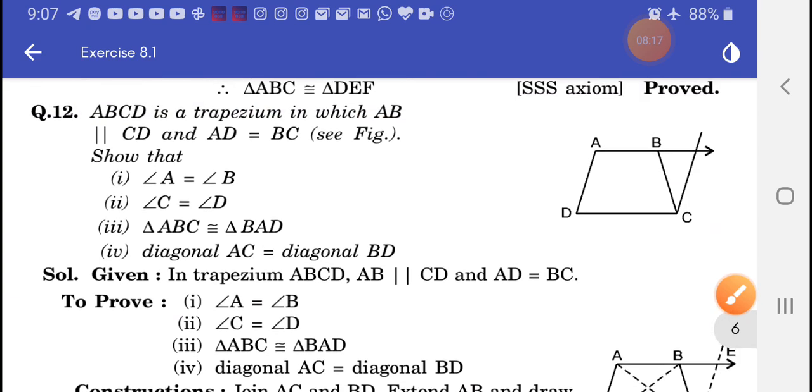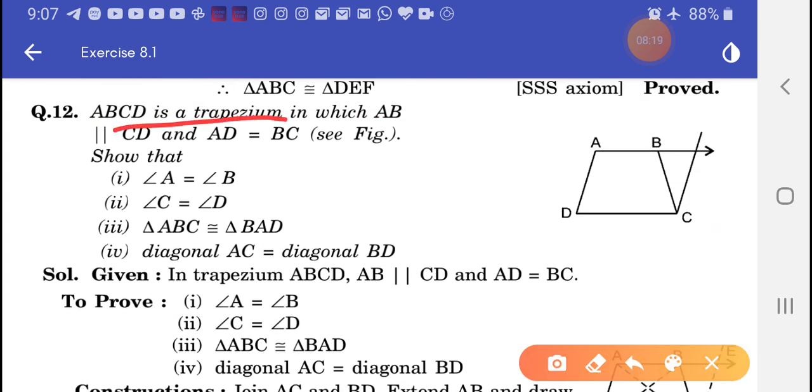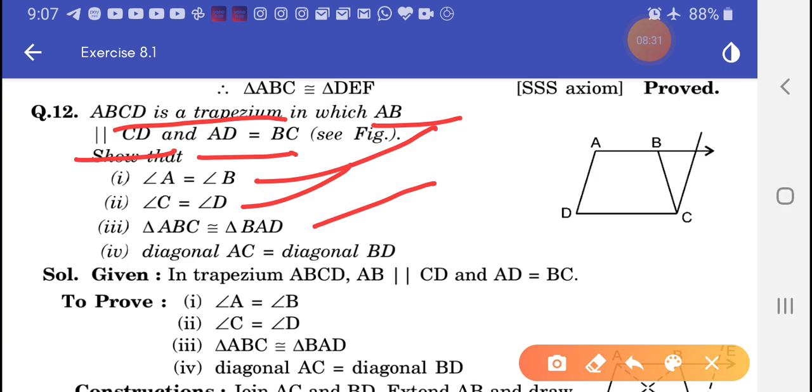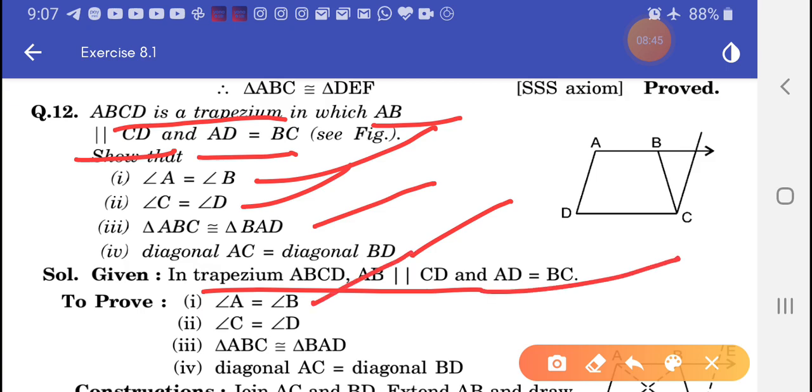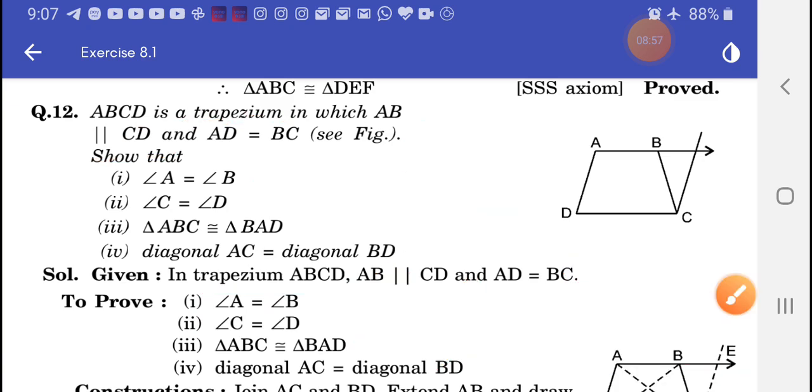Now last question is the 12th question. We have ABCD is a trapezium in which AB parallel to CD and AD equal to BC. Prove that angle A equal to angle B, angle C equal to angle D, and triangle ABC congruent to triangle BAD, diagonal AC equal to diagonal BD. Now given trapezium ABCD, AB parallel to CD and AD equal to BC. Now we have to prove angle A equal to angle B, angle C equal to angle D, and triangle ABC congruent to triangle BAD, diagonals AC and BD both are equal.